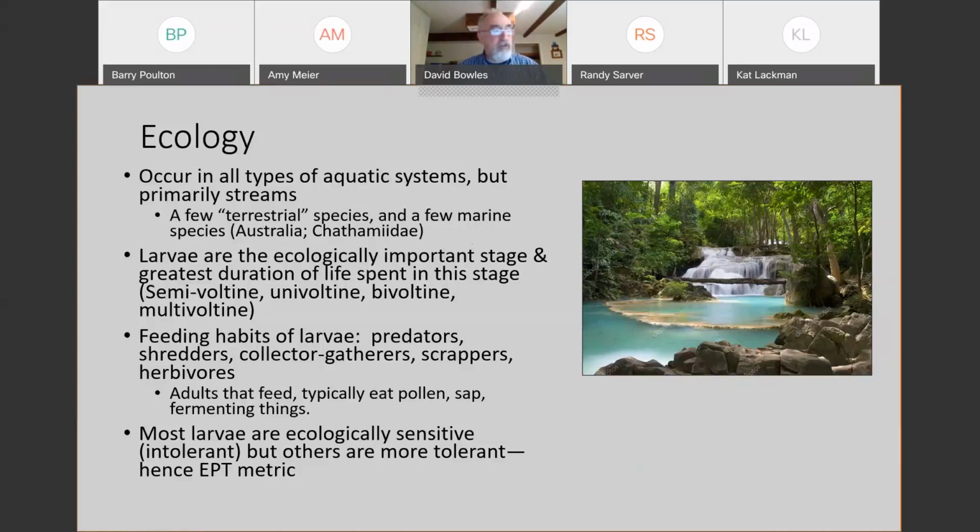The larvae are the ecologically important stage, and the greatest duration is spent there. Their life cycles can range from univoltine, in other words, once per year, to bivoltine, twice a year, multivoltine, several times a year. And there's a few that are also semivoltine, in other words, they have a 2-year life cycle. In the Ozarks, most of our species, or most of our families in general, are bivoltine to multivoltine. So particularly in the net spinning caddisflies, it's very common here in streams to have 3 generations during the summer. Others, some of the Limnephilidae, have very distinct univoltine life histories here.